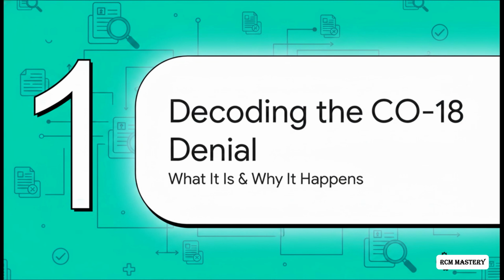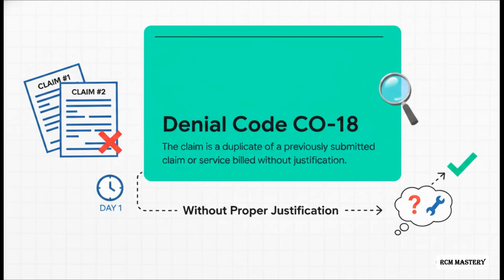Okay, first things first. Before you can solve any denial, you have to know exactly what you're up against. So let's define what actually triggers a CO-18. So here's the official word. A payer's system flags a claim when it looks identical to one they've already got in their system, especially for the same patient, same service, same day. But the most important part of this whole definition is that last phrase, without proper justification. That's the key, and that's exactly what we're going to learn how to provide.